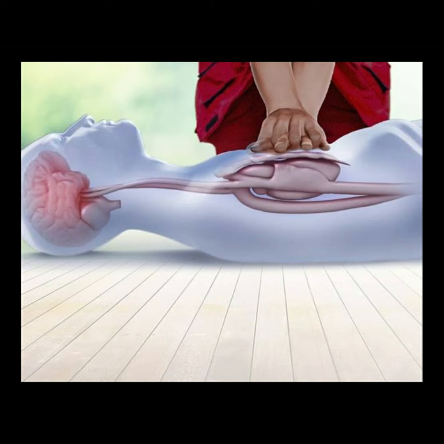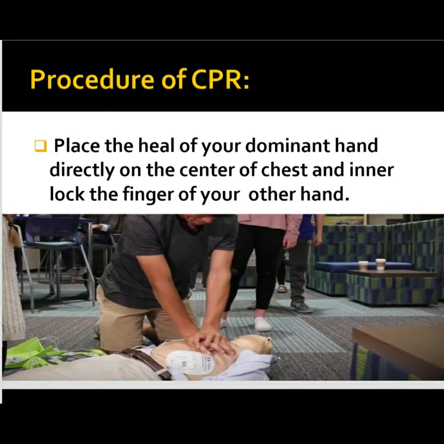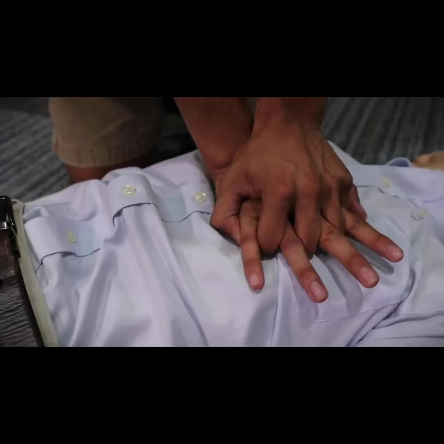Gently tilt the head back to open up the airway, then look, listen and feel for breathing. Do this for no more than 10 seconds. If there is no sign or symptom of breathing, or if they are breathing in an unusual way, we need to do CPR. So, starting the procedure of CPR, place the heel of your dominant hand directly on the center of the chest and interlock the fingers of your other hand.